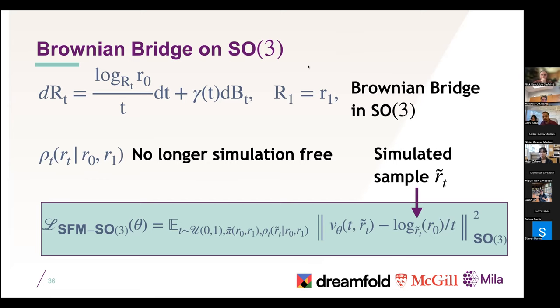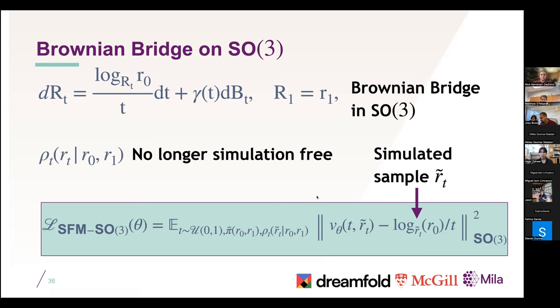However, the key difference is that we no longer have simulation-free training, because we don't have access to this rho_t of R_t given R_0 and R_1. We can't use the same Gaussian convolution trick for manifolds. So this is the key point where things break down. If you were to implement this, you would have to sample an R tilde t, which is given to you by simulating the SDE. So you would simulate the SDE, and then you have a noise sample at R_t. Then you would compute again the same kind of vector field, which is the R_t dot equivalent, and then do this flow matching business again. But this can be really expensive to do.